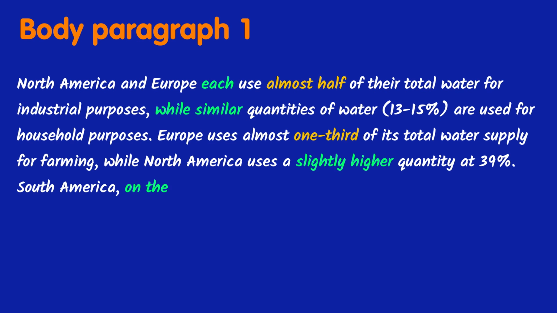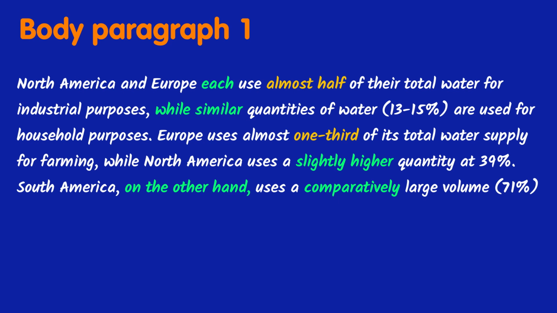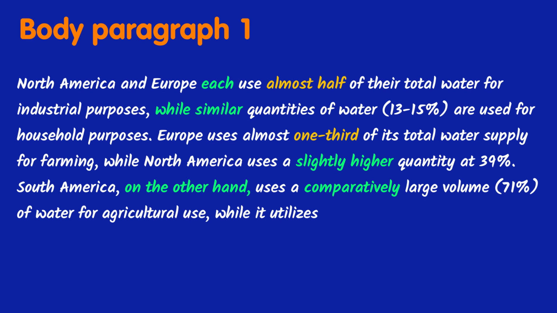South America, on the other hand, because I'm going to give something quite different from the previous sentence. So I use, on the other hand, uses a comparatively large, this is another phrase for comparison, comparatively large volume, and I write the percentage in parentheses, 71% of water for agricultural use, while it utilizes, good word here, good verb, the lowest quantity, what's that? 10%. Then again, I use it in parentheses here for industrial purposes.